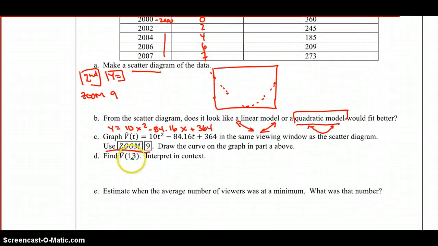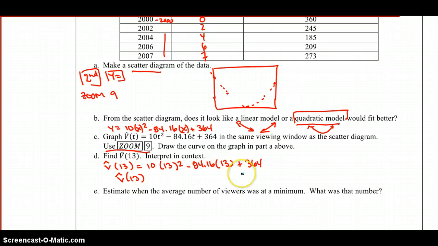So now we're asked to compute the estimated viewers if the input is 13. So if we put that through our function, again, remembering to put parentheses around each variable before we substitute. And if we do that, we evaluate this expression, we get 959.92. So if we interpret this in context, the input here is years since 2000.